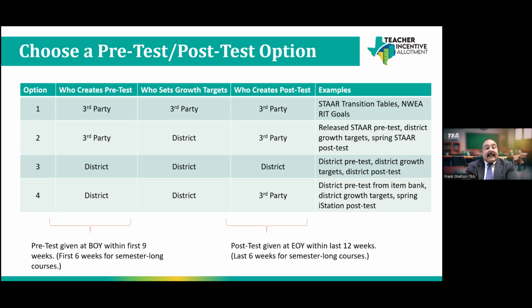Option two now, it still uses the third-party assessments, but the district is setting the growth target, and this is usually based on their local context. Some examples of this would be giving a release STAR pretest. The district then sets the growth targets for that, and then when they do the spring STAR test at the end of the year, they go ahead and calculate growth, or the difference between the two of those assessments, locally.